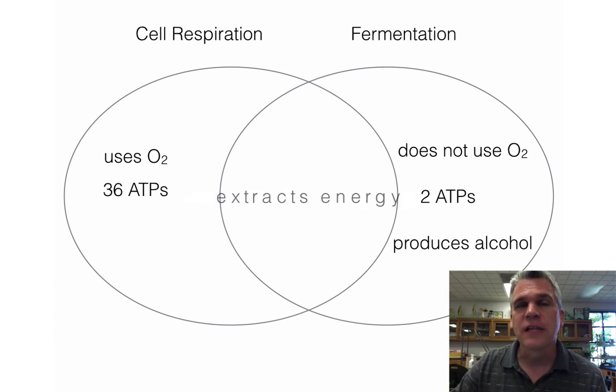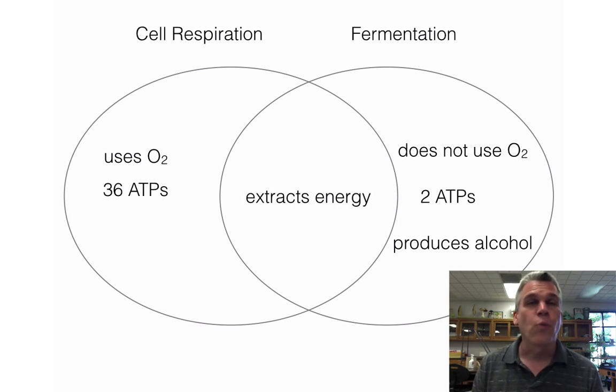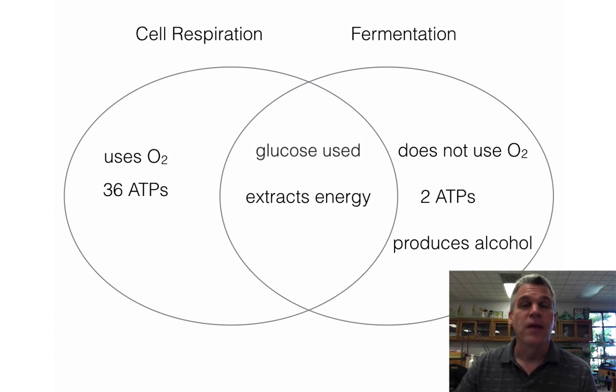How are these two things alike? Well, they are both ways that we can extract energy, and all organisms have this ability. Even bacteria can carry out cell respiration. Even though they don't have mitochondria in their membranes, they have these same enzymes that allow them to carry out the Krebs cycle and electron transport. Kind of fascinating, really. In both of them, it can start with glucose.